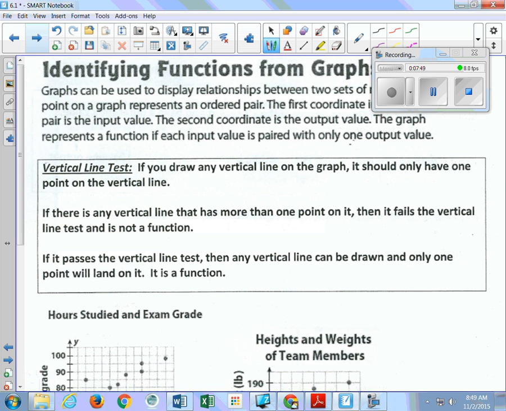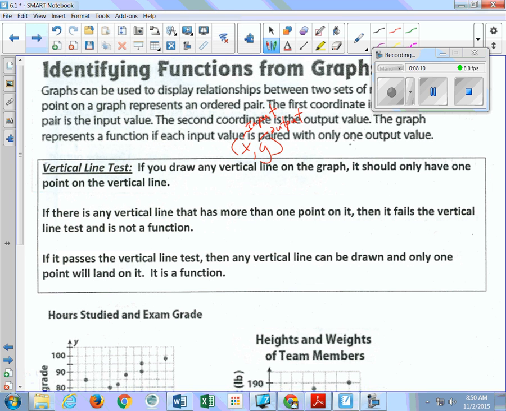So what that means is you have coordinates x and y for an ordered pair. When you map stuff on a graph, x is your input, and y is your output.